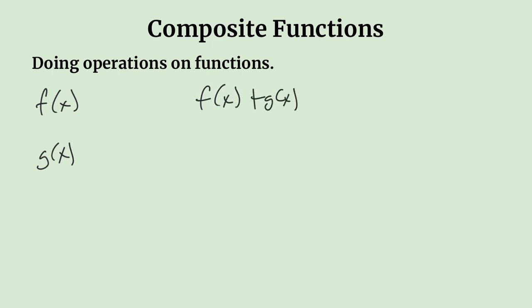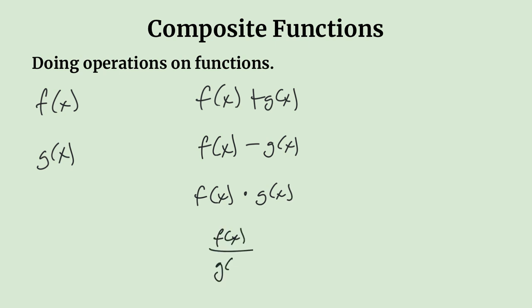If we're adding those functions together, it'd be f of x minus g of x, and you do that in the other order too. F of x times g of x, and then f of x over g of x. But for that last one, you have to also state where g of x does not equal 0, because if it equals 0, you can't have that function.